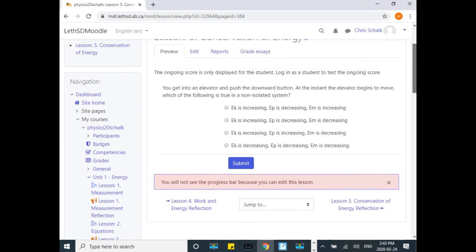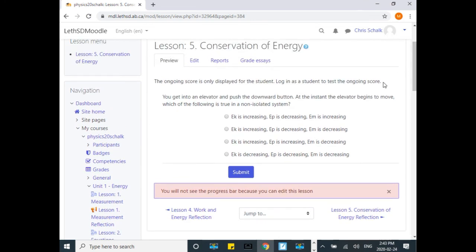Okay, let's try this first question here. Theory question. Did you pick up on how the theory works? Suppose you get into an elevator and you press the downward button. At the instant the elevator is starting to move, which of these statements is true? Keep reading though, in a non-isolated system. We've been assuming isolated systems. What would happen to your mechanical energy in a non-isolated system?